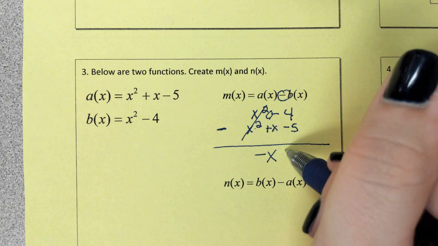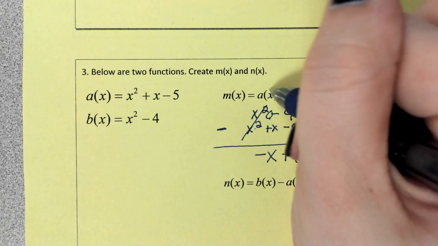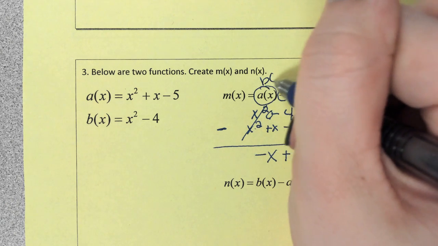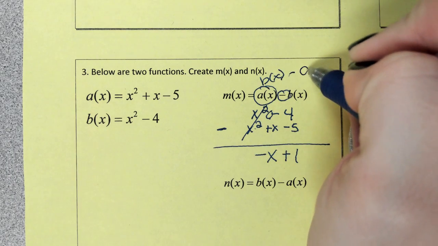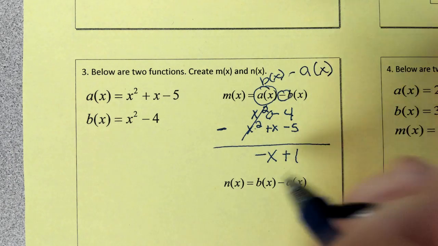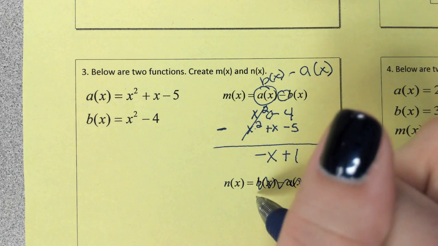I wrote those backwards. This right here should have been b of x, how I did it. And then this right here is minus a of x. That's my bad for messing that up. So we're going to do this one the opposite way. This is why it matters.